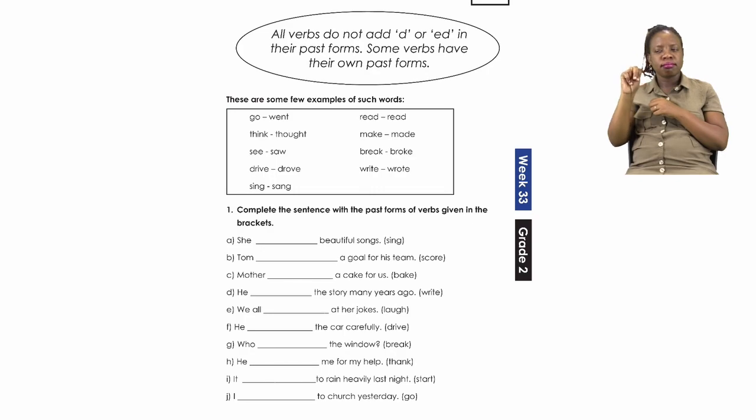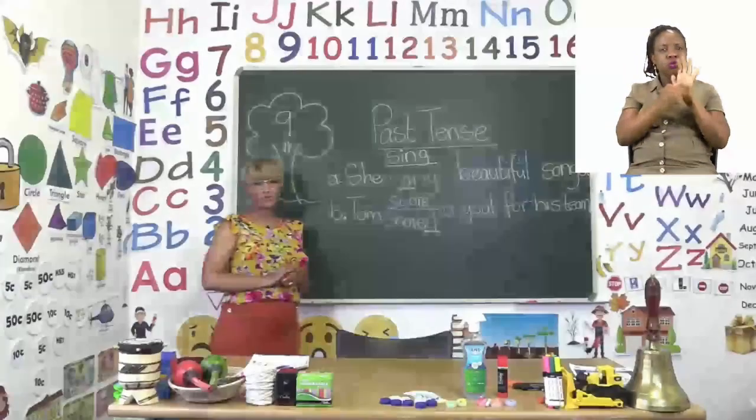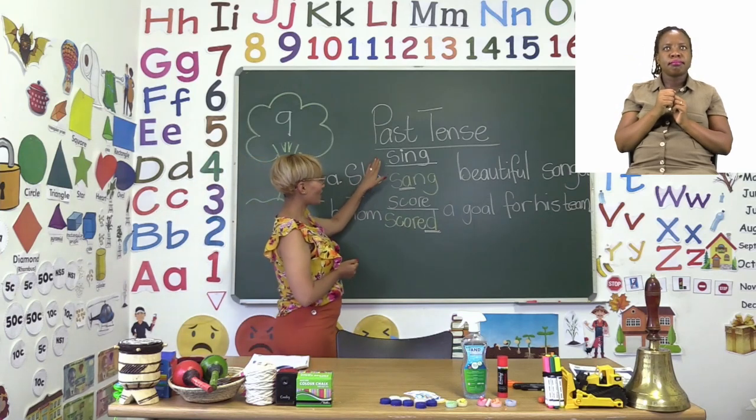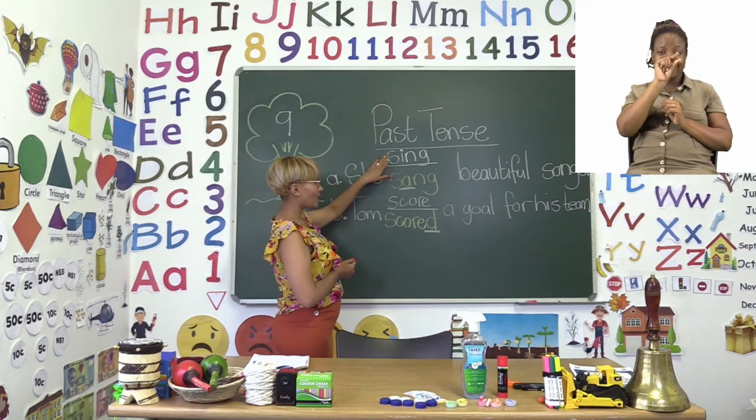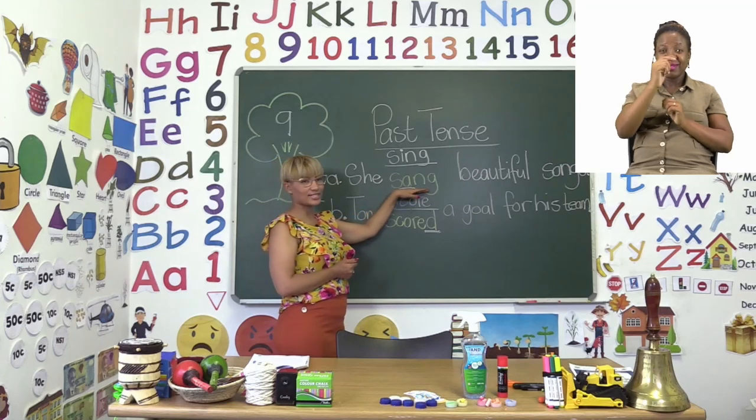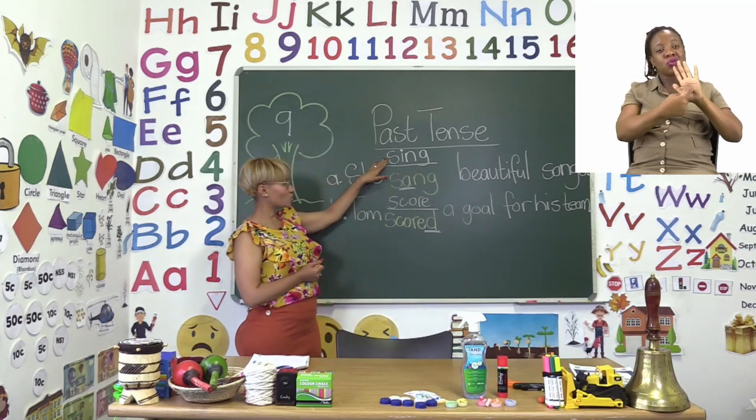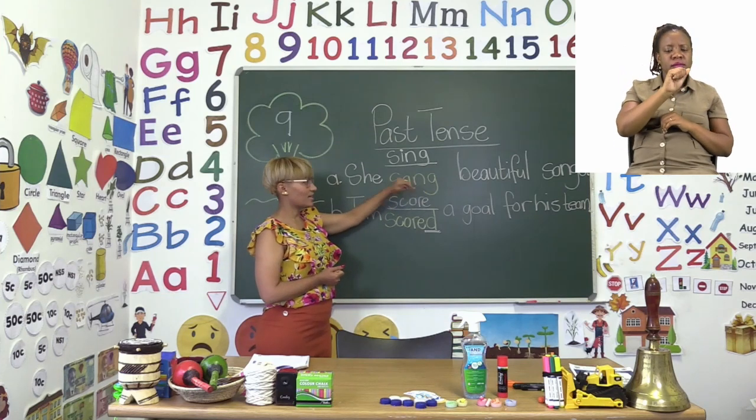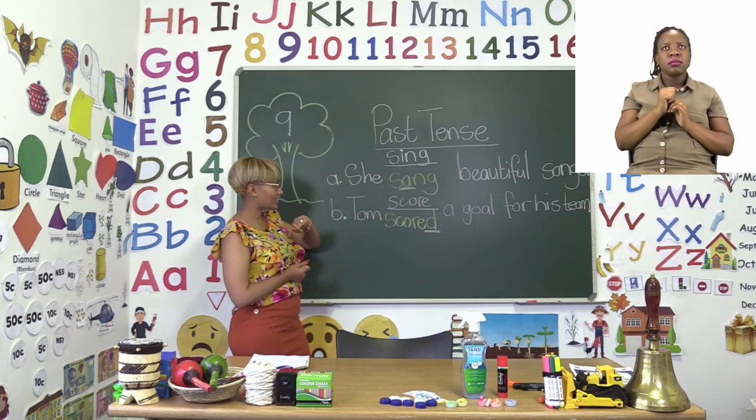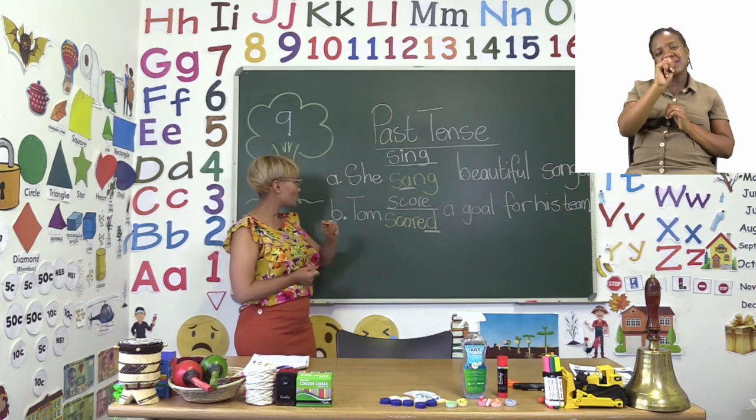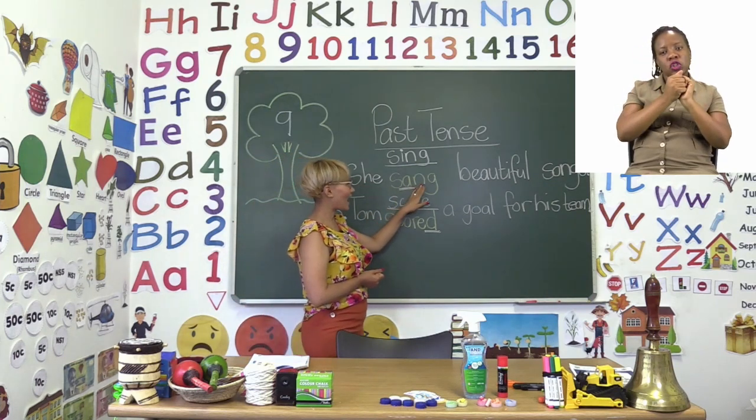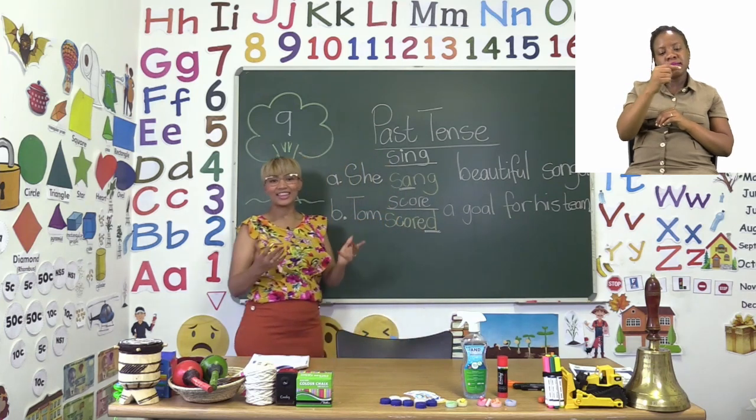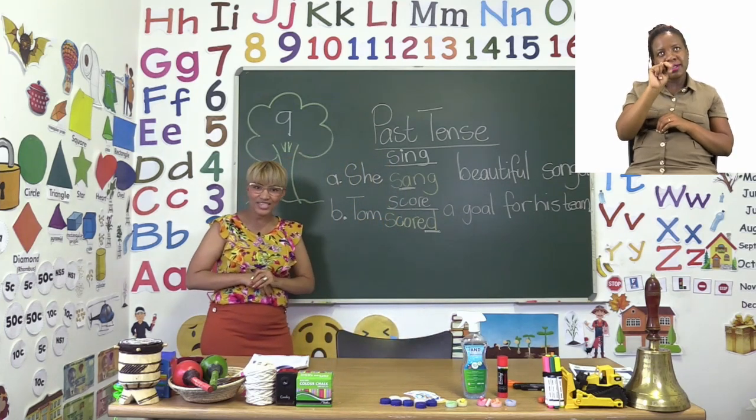Now on the board, I also wrote this example for you, so let's have a look. We said we have to change the word sing to its past tense, and then the word sing changes to sang. So this is the word that you will fill in the blank space. And then your sentence will read, she sang beautiful songs. And there you have your sentence completed.